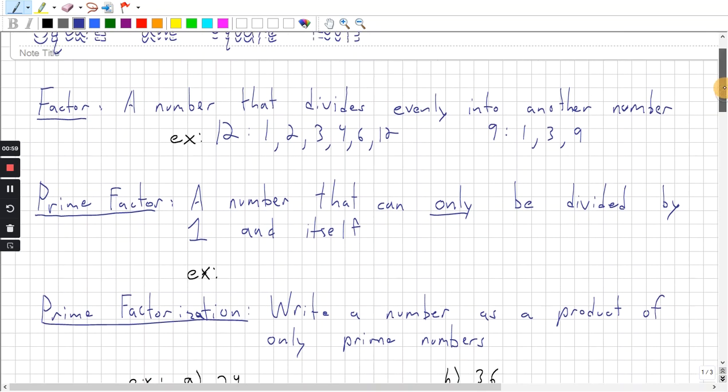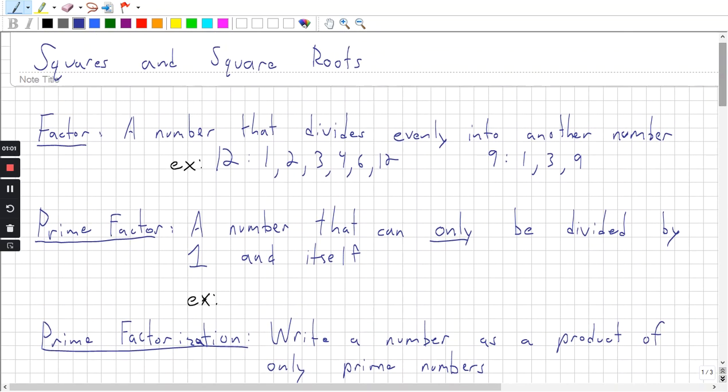A prime factor or prime number is a number that can only be divided by 1 and itself. So for example, if I looked at the value of 7, 7 only breaks down into 1 times 7. So 1 and 7 are factors of 7. So 7 is a prime number because it only has 1 and itself that go into it.